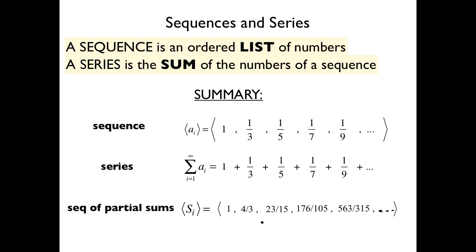For this, is this the fifth? So write that out in summation notation. Write out that 563 over 315. Use summation notation to write that. Go. What is that? That's S5.